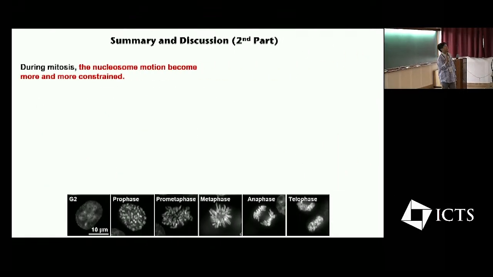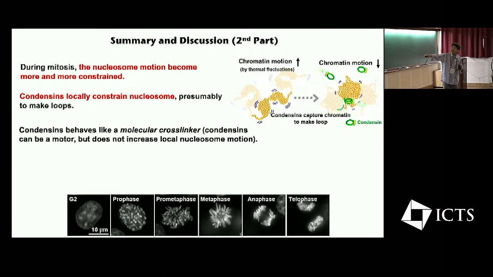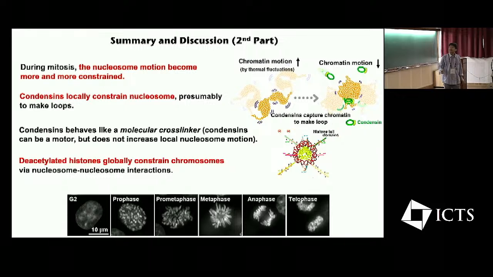Let me summarize the second part of my talk. During mitosis, nucleosome motion becomes more and more constrained, and condensins locally constrain nucleosomes, presumably to make loops. Condensins behave like molecular cross-linkers like this, and condensin can be a motor, but it cannot increase local nucleosome motion, at least on our short time scale. Finally, deacetylated histones globally constrain nucleosomes via nucleosome-nucleosome interactions.